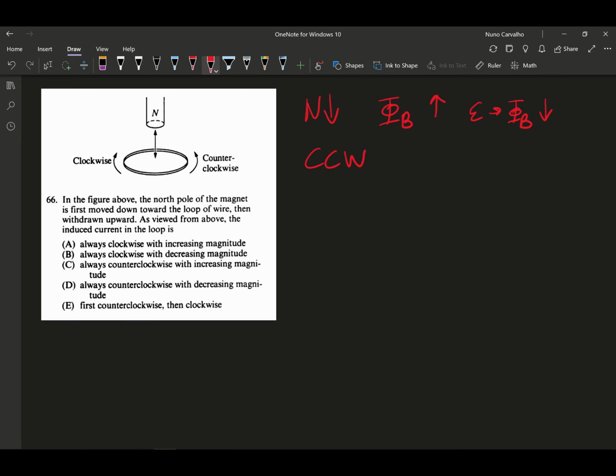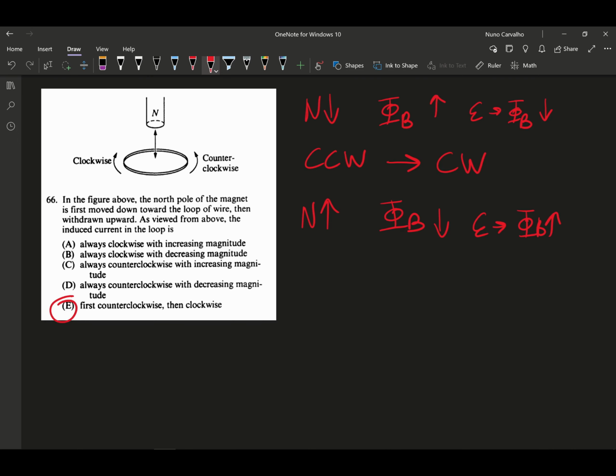Now what about when we're withdrawing? Well, then the magnetic flux, at least as it's going down through here, is going to be doing the opposite of before. It's going to be decreasing, which is to say the EMF will produce a current that will create a magnetic field pointing downwards to oppose the change in magnetic flux, which means we're trying to make the magnetic flux increase in a sense. If you, again, use the right-hand rule, you'll see that the only thing that can produce a magnetic field pointing downwards is a clockwise current. And so we're going counterclockwise and then clockwise, which means that the answer is going to be E.